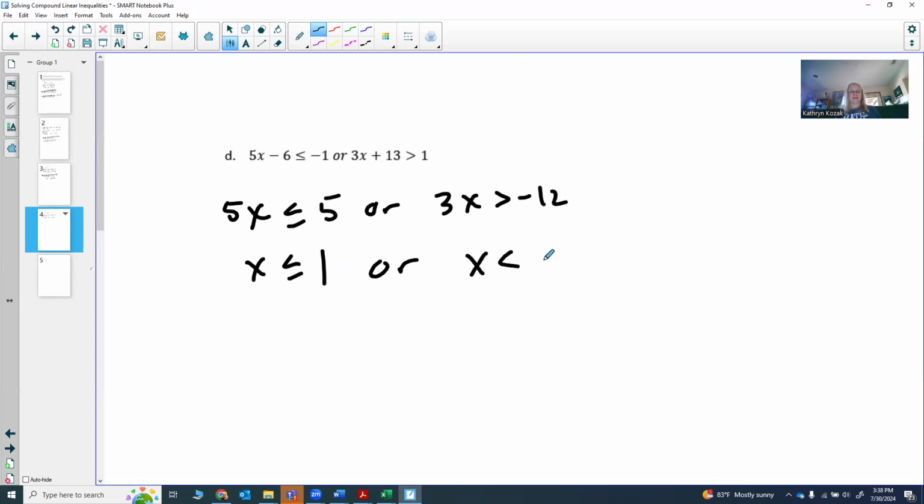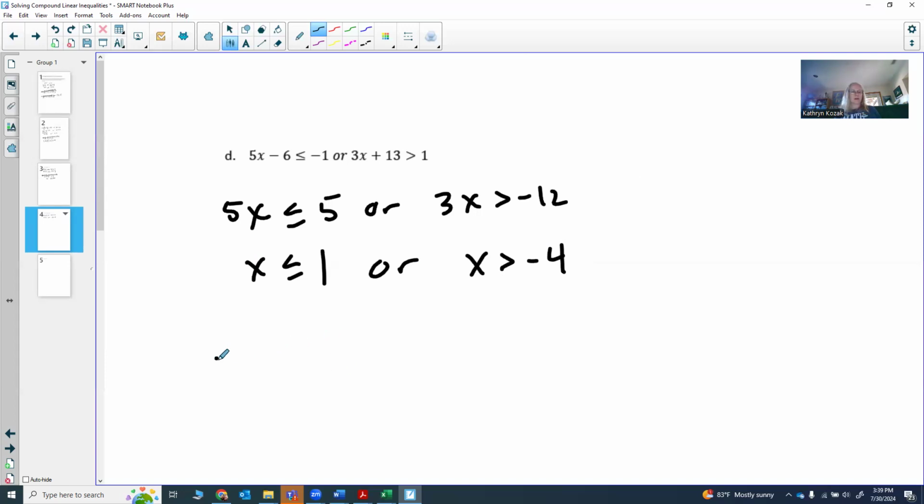X is therefore greater than... I apologize for that. Don't switch the direction of the inequality. It's only if you're dividing by or multiplying by a negative number, and we're not, we're dividing by positive 3. So we get x is greater than -4. So we have x is less than or equal to 1, or x is greater than -4.